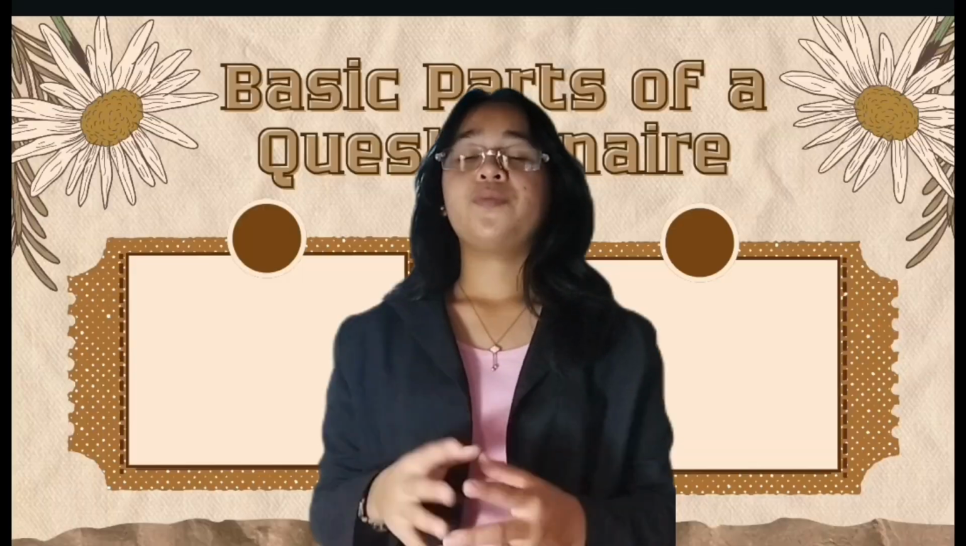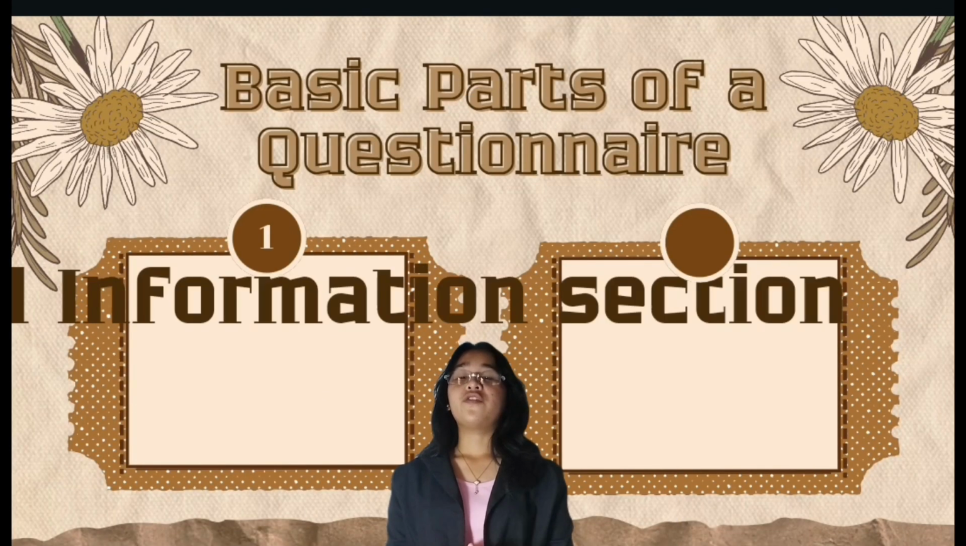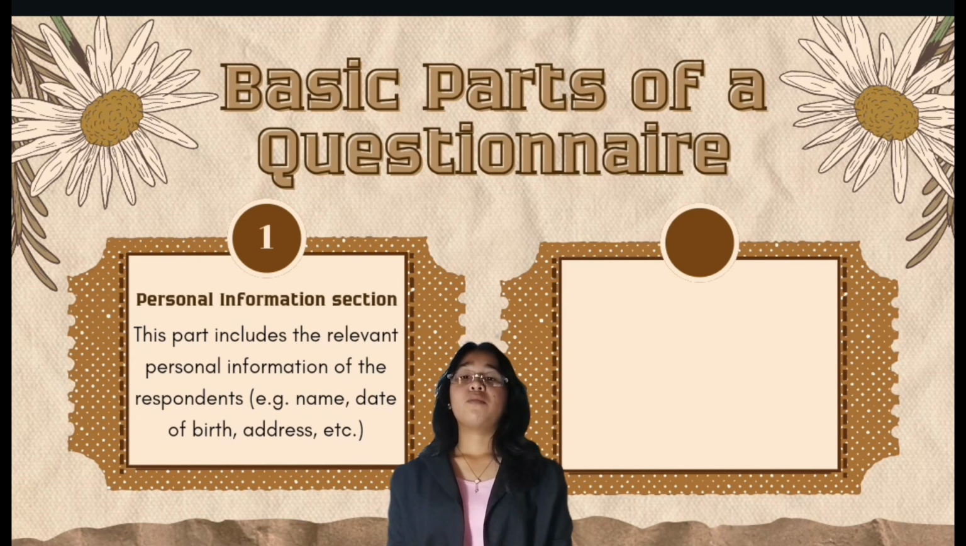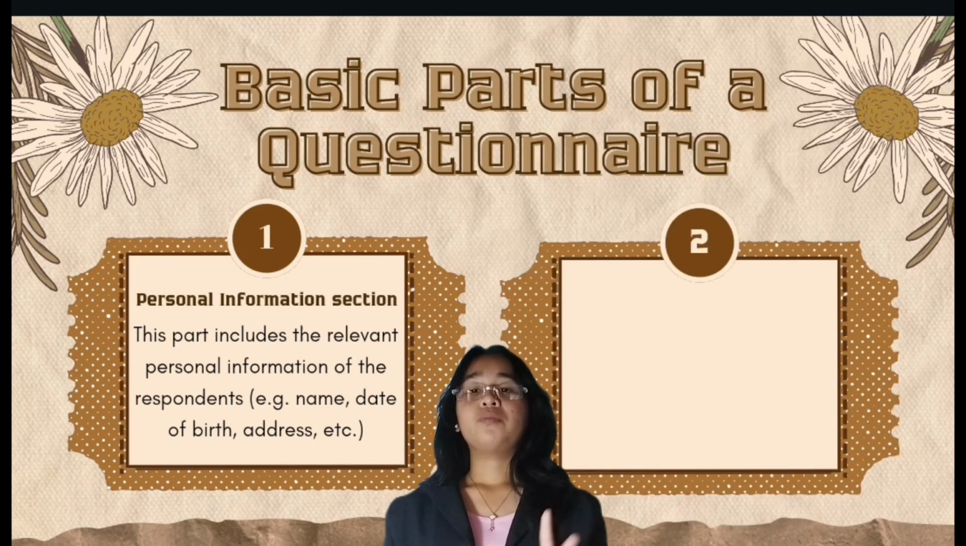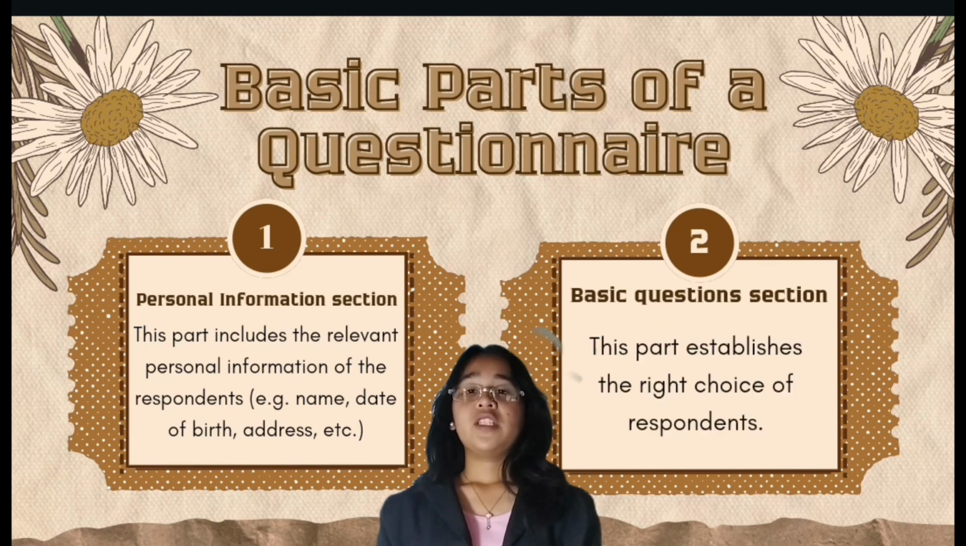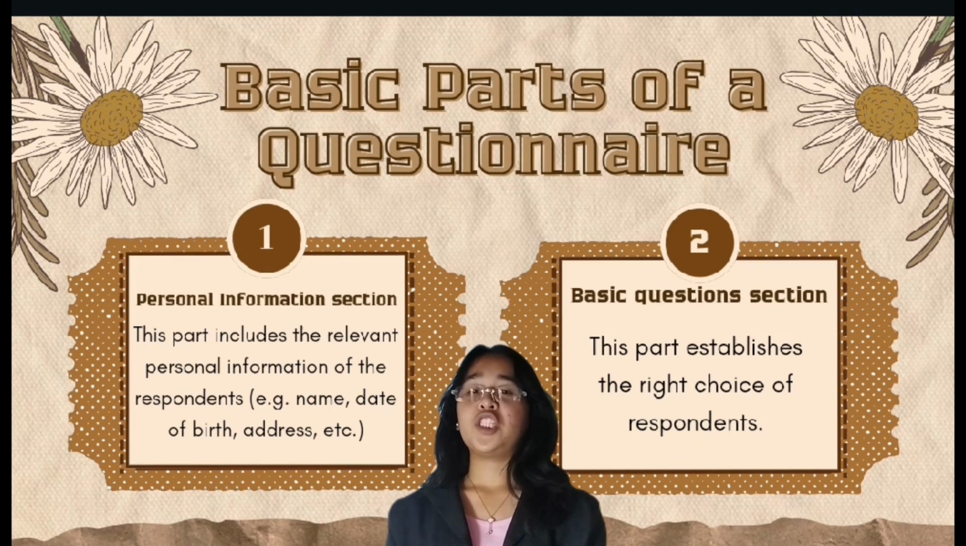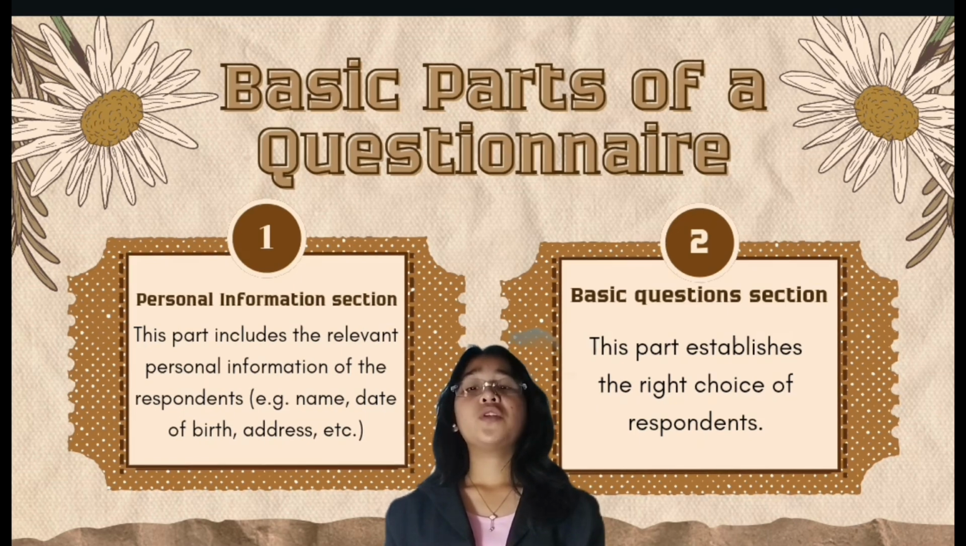A well-structured questionnaire typically includes 4 sections. Number 1. Personal information. It collects demographic data such as name, age, address, and occupation. Number 2. Basic questions. Screens respondents to ensure they fit the study's target population. For example, have you used our product before?